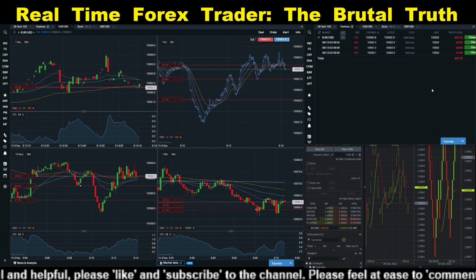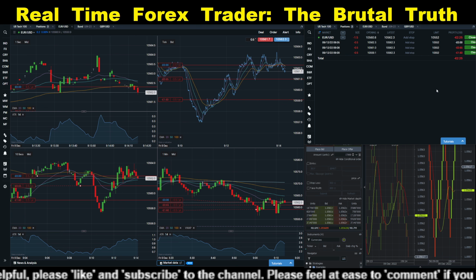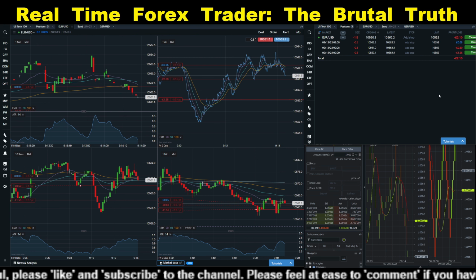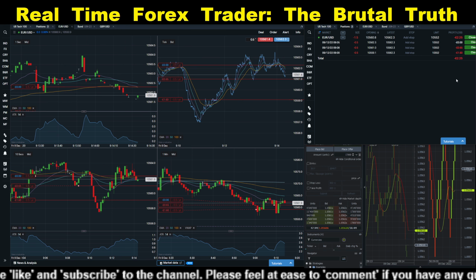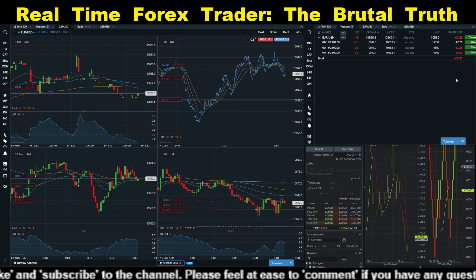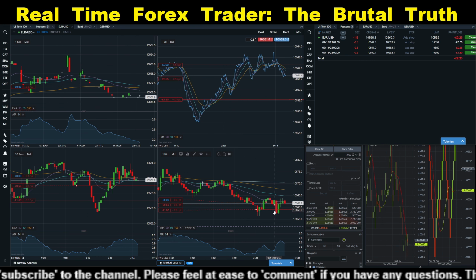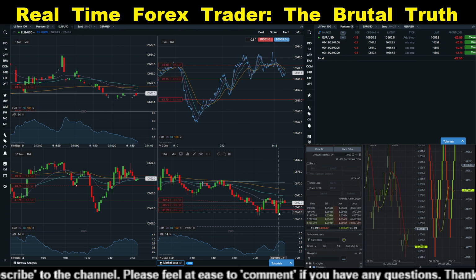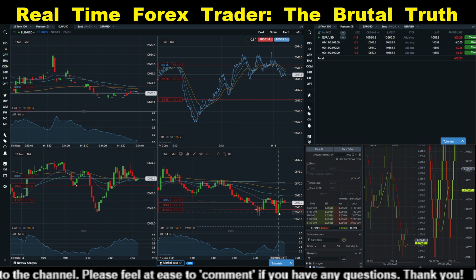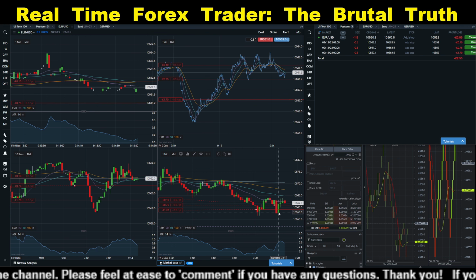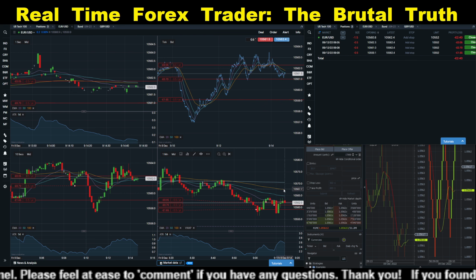So this is exactly what scalping looks like. Lots of hours spent in front of the screen, waiting for the right opportunities. And then when they do show themselves, you've got to be quick enough to take them. Right, is this turning? Is this turning?